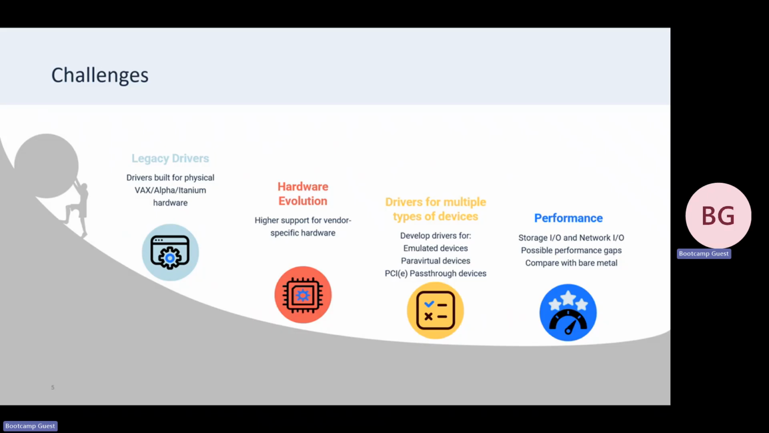Of course, we know that we run on a VM, so there may be some concerns about overhead regarding performance. We may have some performance gaps, especially when we compare with bare metal architectures. This could be for storage I/O and network I/O operations, but as Claire presented earlier today, we may not have so much of a gap between the x86 environments and the previous architectures.